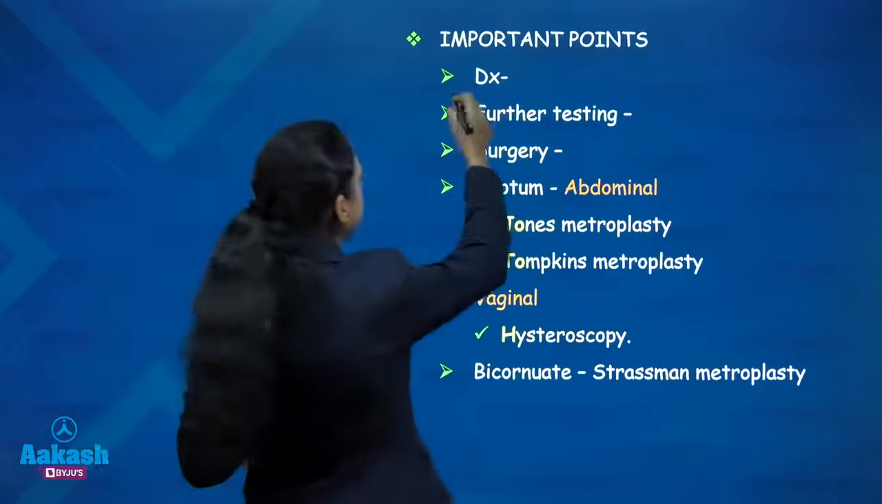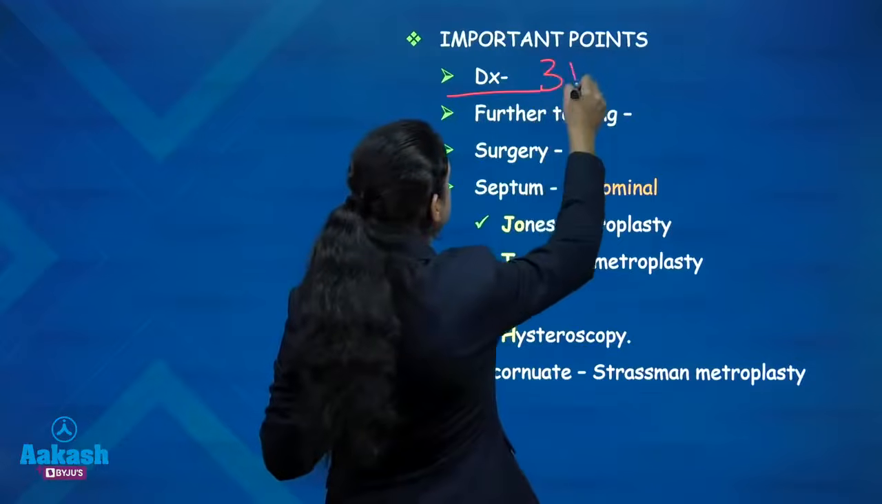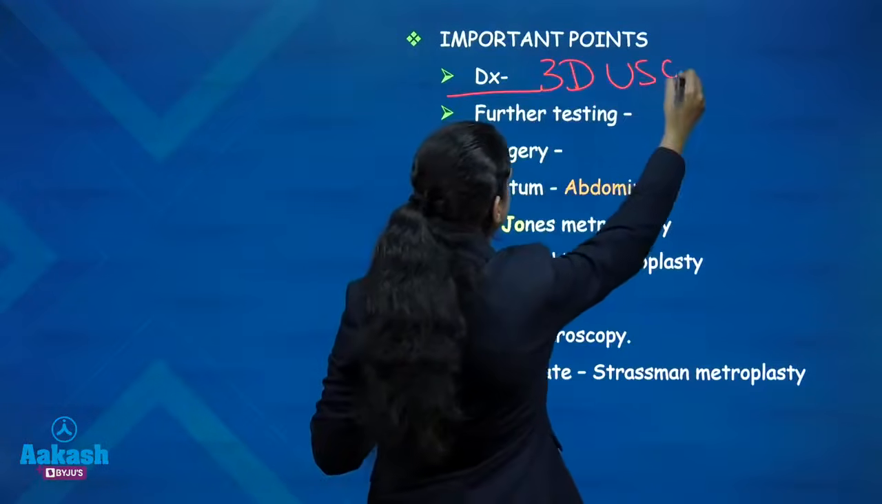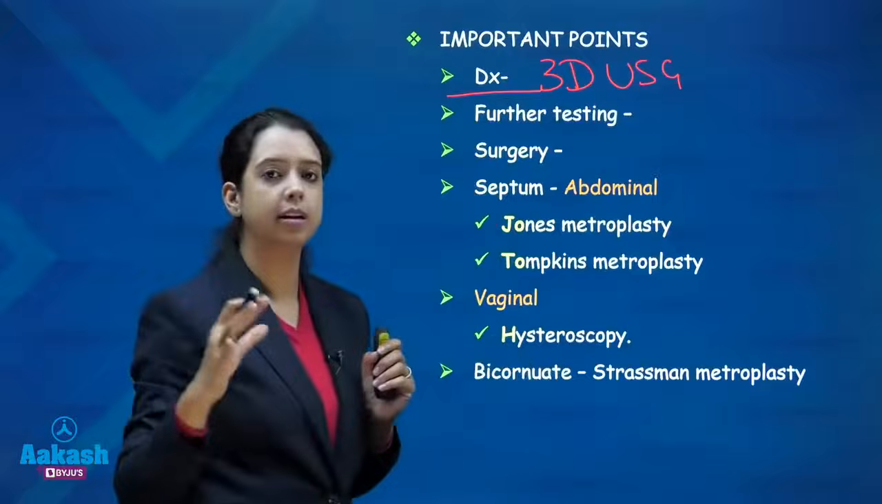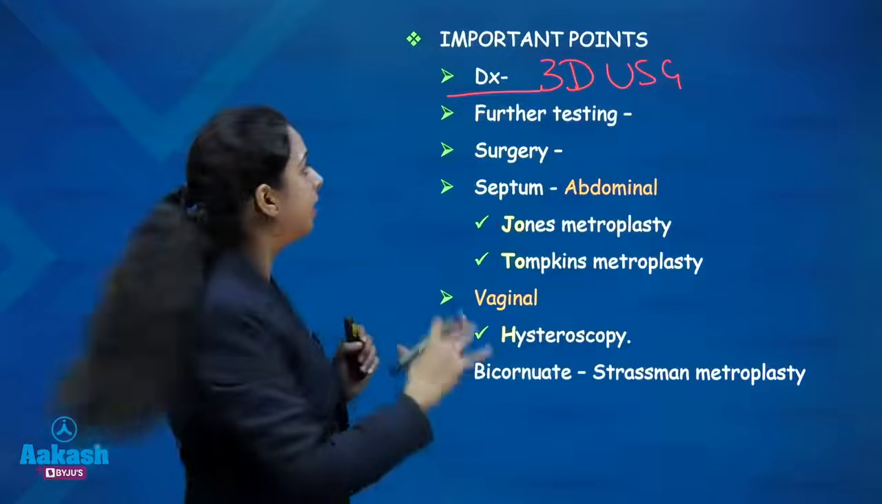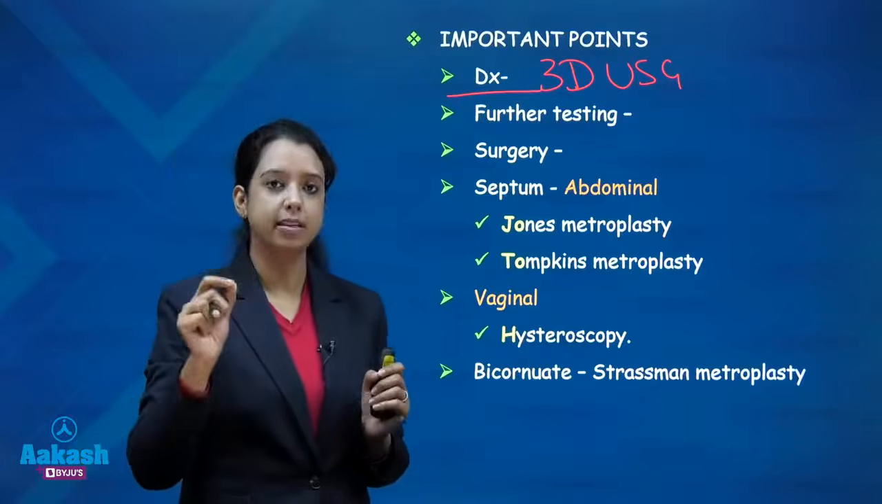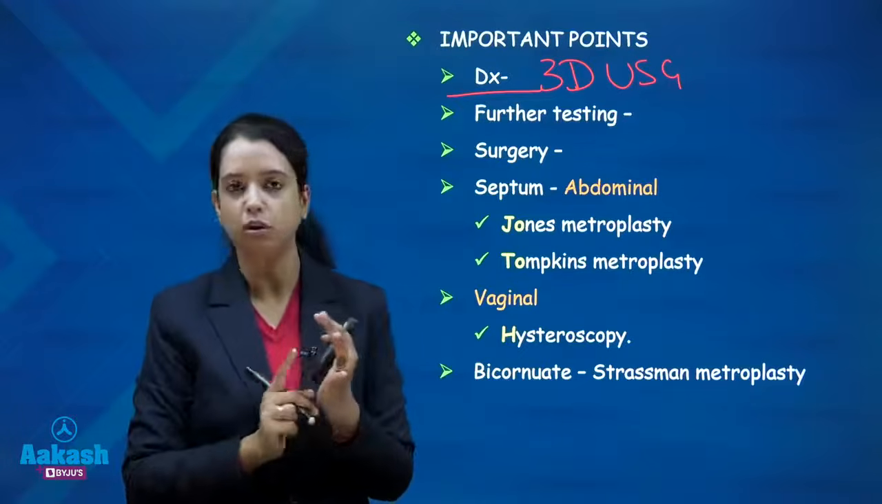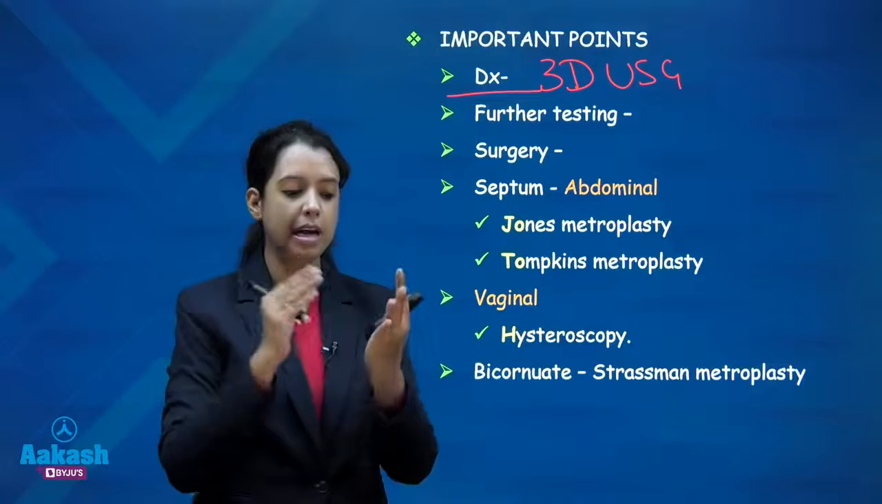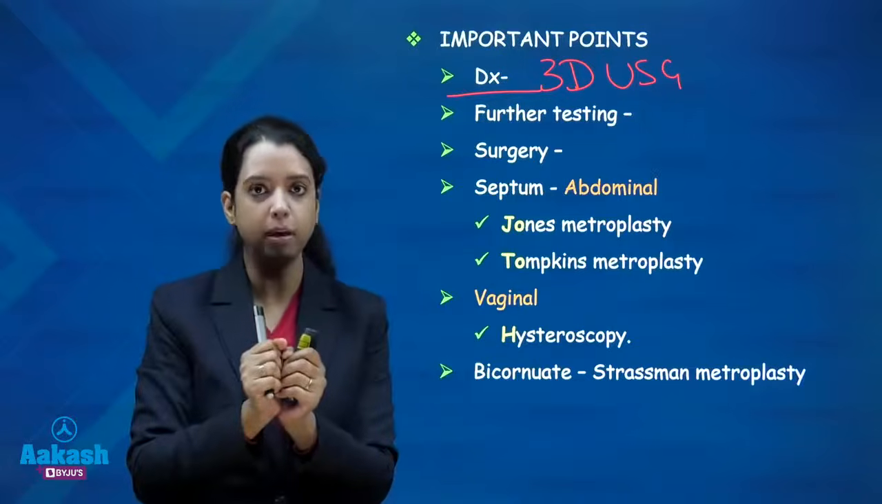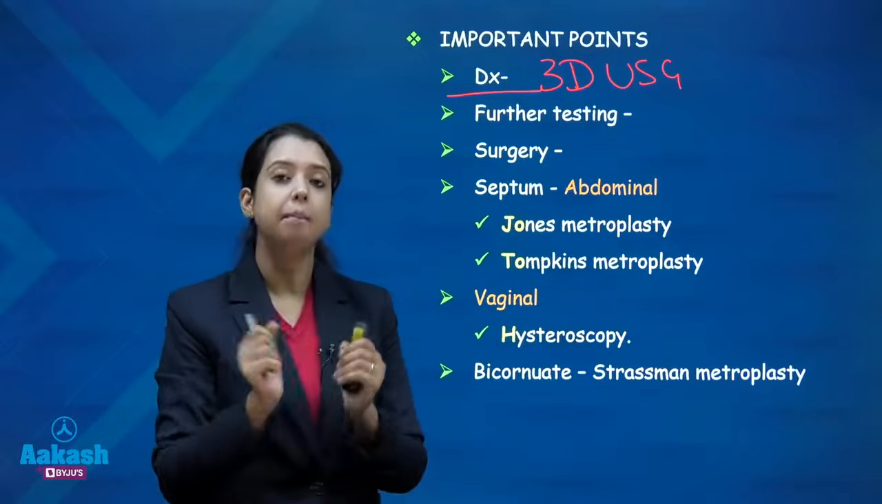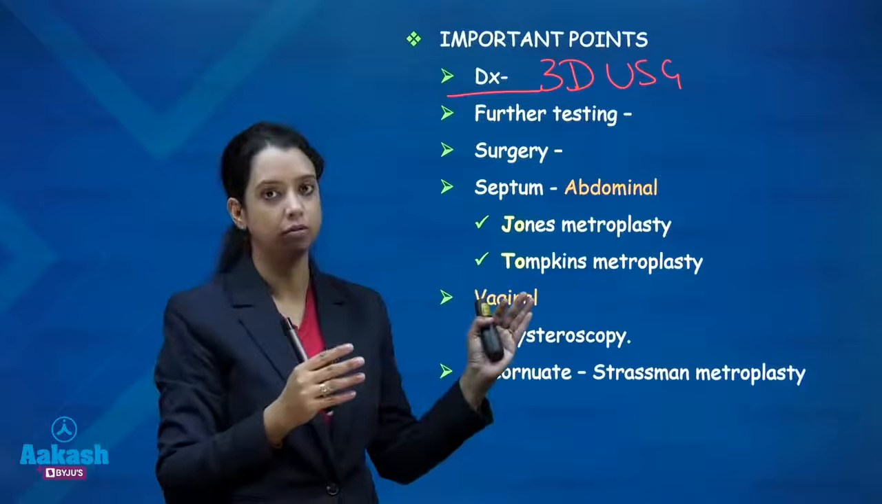So for confirming the diagnosis, the most important is 3D ultrasound. Of any uterine anomaly, 3D ultrasound is diagnostic. If 3D ultrasound is not in the answer, then your best test is hysteroscopy plus laparoscopy. Not only hysteroscopy, not only laparoscopy. Hysteroscopy plus laparoscopy is diagnostic. Okay. But better than that is 3D ultrasound.